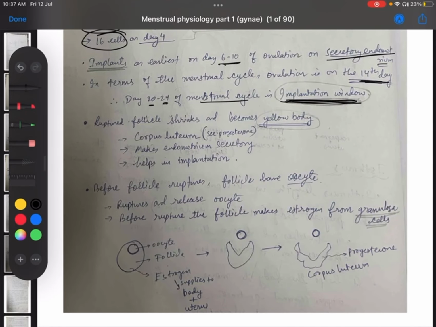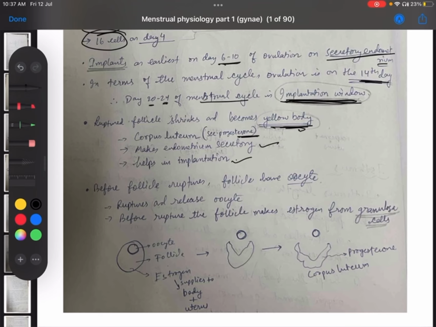Ruptured follicle shrinks and becomes the yellow body. Basically we are talking about the corpus luteum. So the ruptured follicle shrinks and becomes the yellow body, which is the corpus luteum. It secretes progesterone, which helps in the maintenance of the endometrium. It makes the endometrium secretory and helps in the implantation.